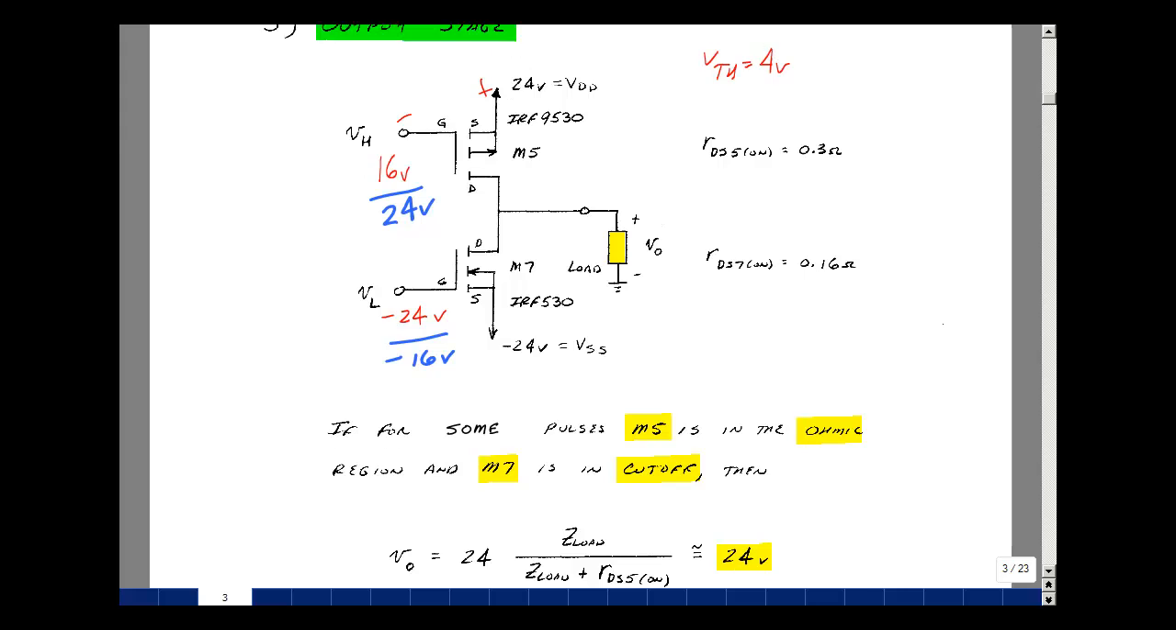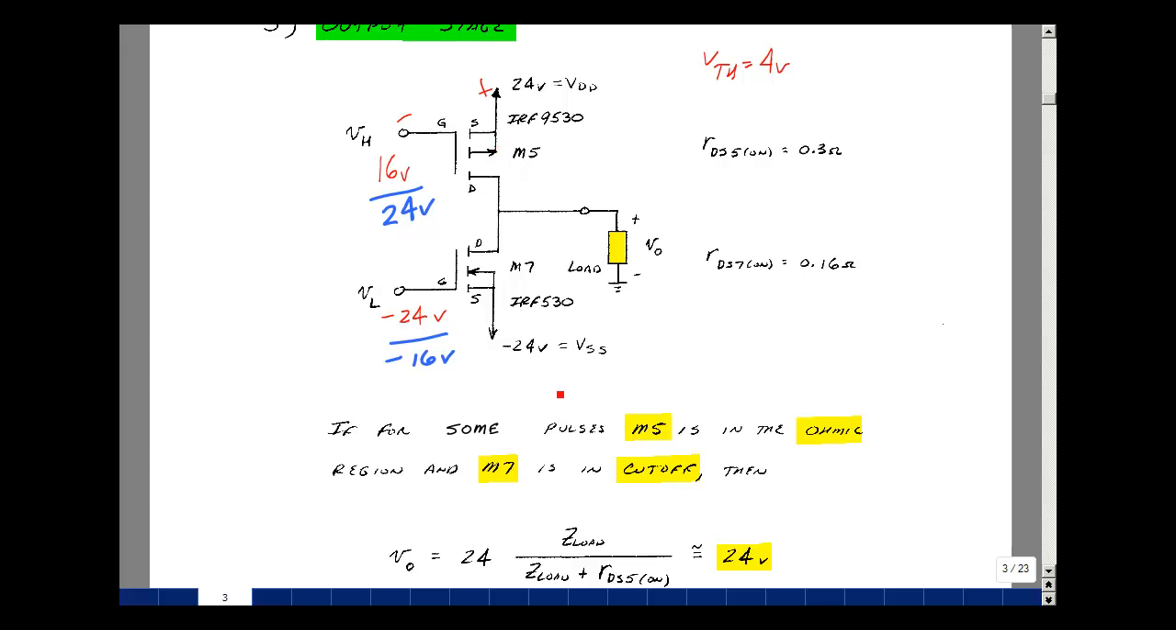Now what happens in the opposite case? Well, if this is 24 volts here, then the difference is going to be 0. And here, the gate source would be minus 16 minus a minus 24. So we get a plus 8 again. So this is greater than threshold. And now this one is going to be in ohmic. This one's going to be in cutoff.